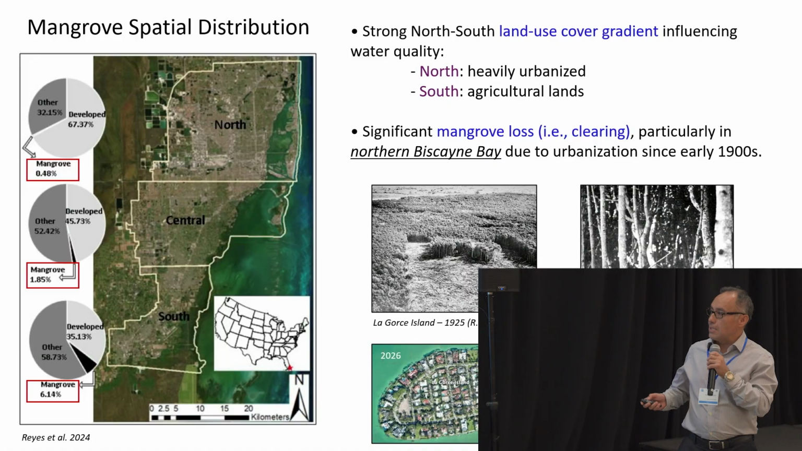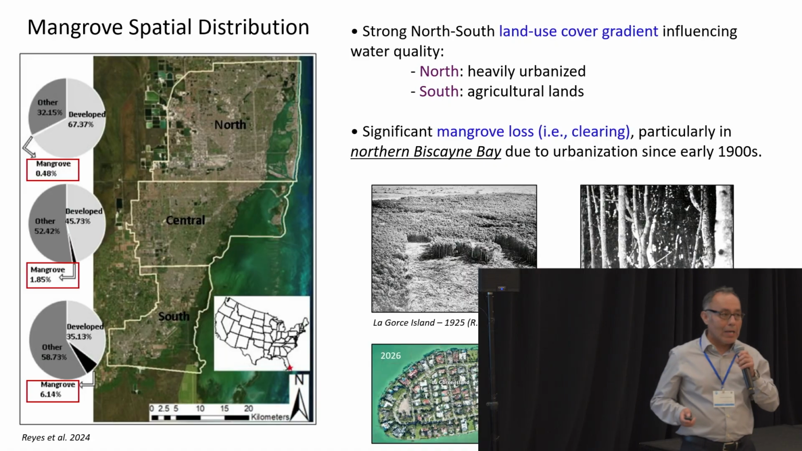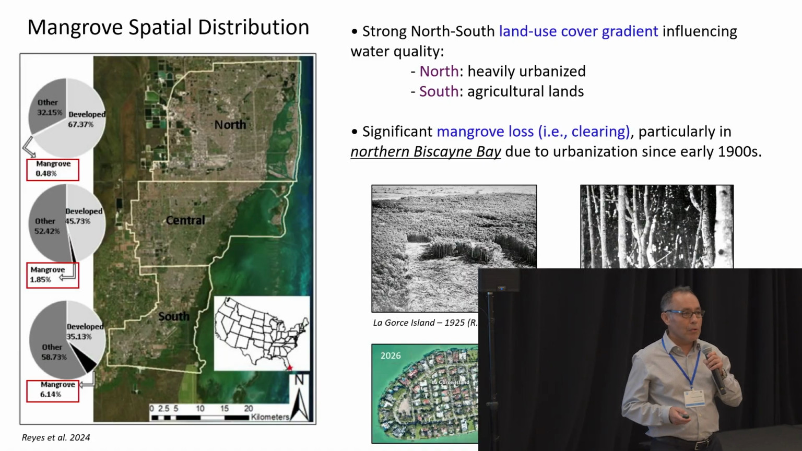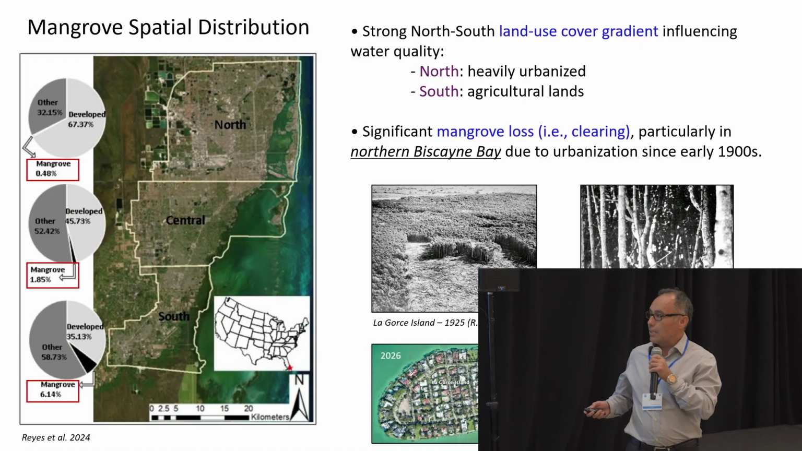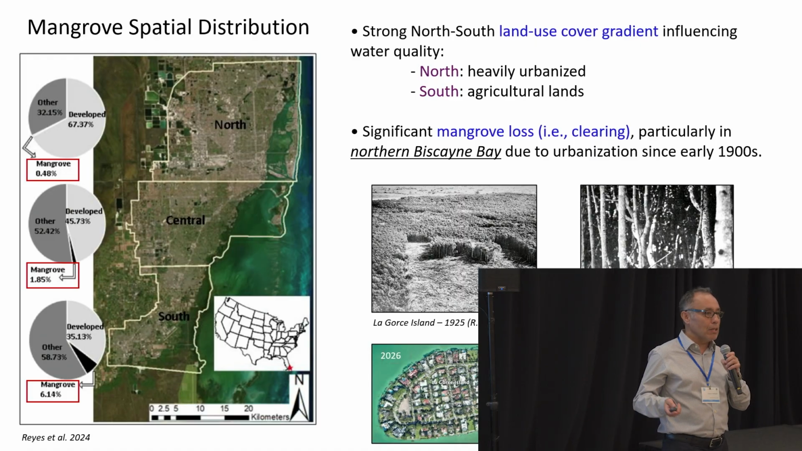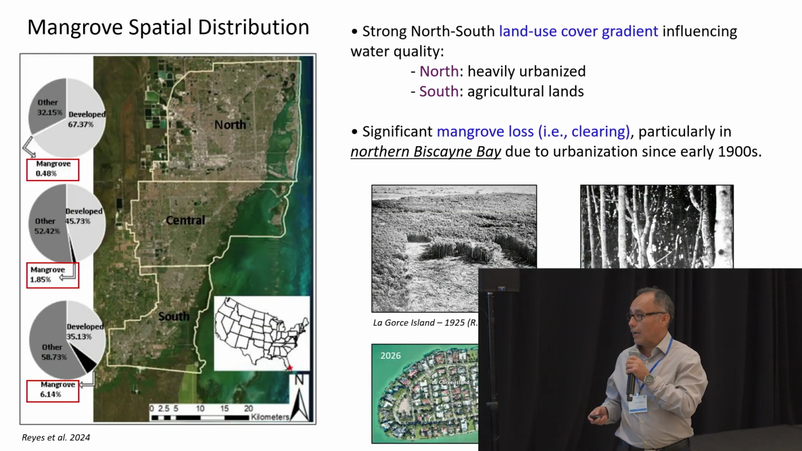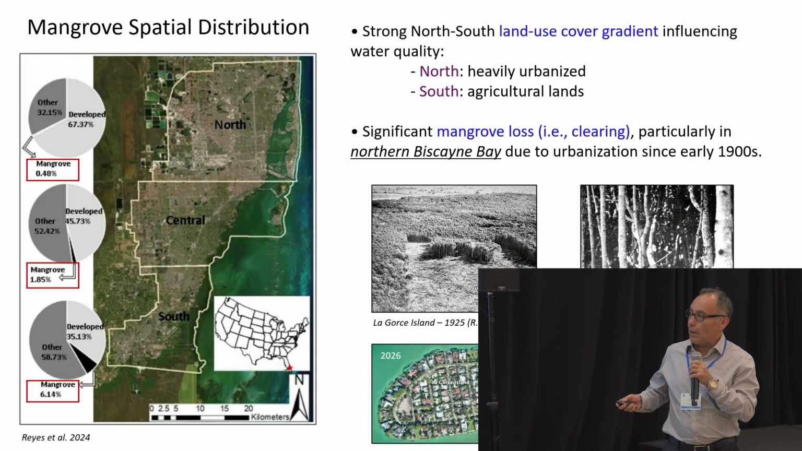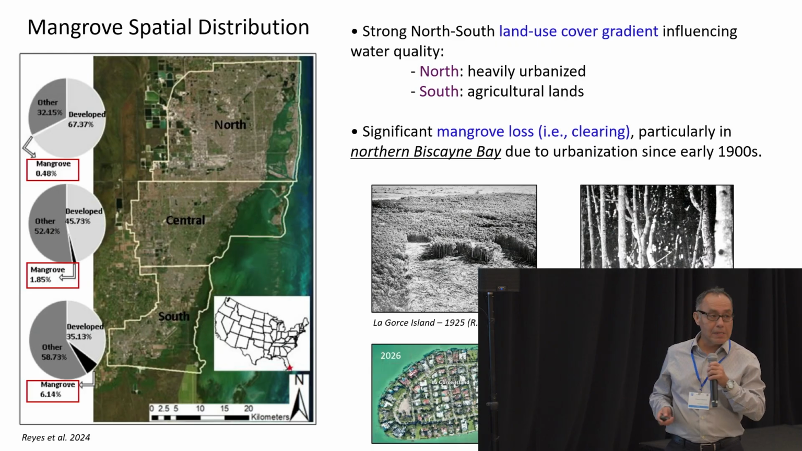And then the south, which is this part, has less population and is influenced by agricultural fields. And the central part of the bay is a transitional zone between the heavily urbanized and the agricultural lands. And here you see the pie showing how mangroves currently contribute. The distribution is basically 0.5, so we don't have mangroves there. And then in the south, we have about 6%.